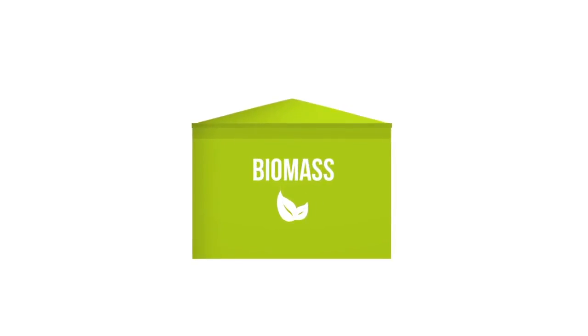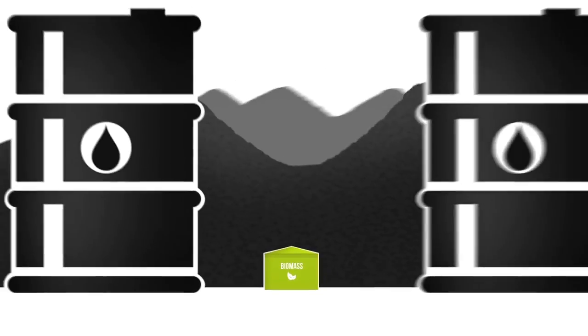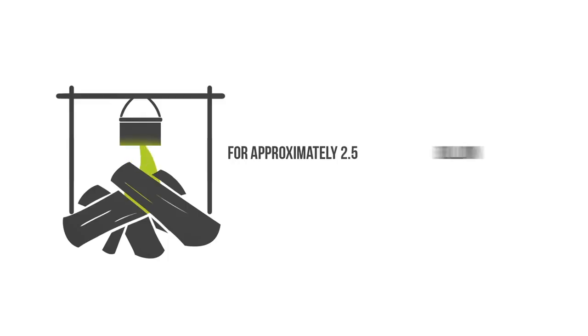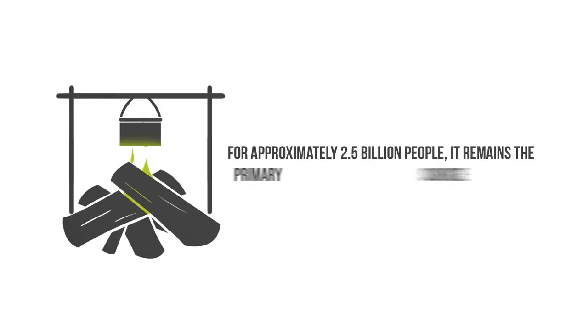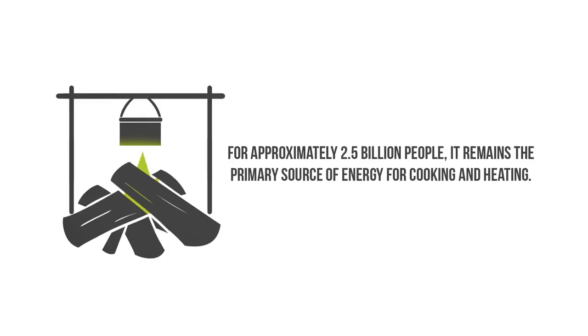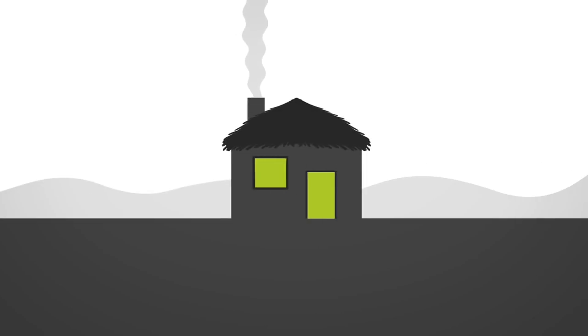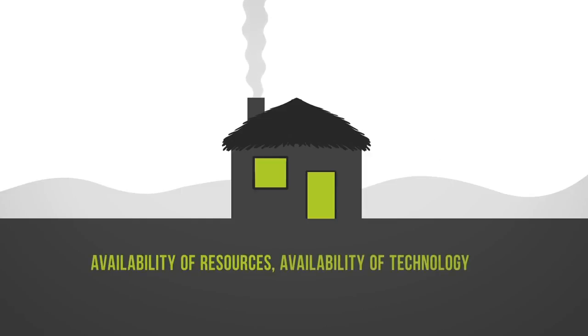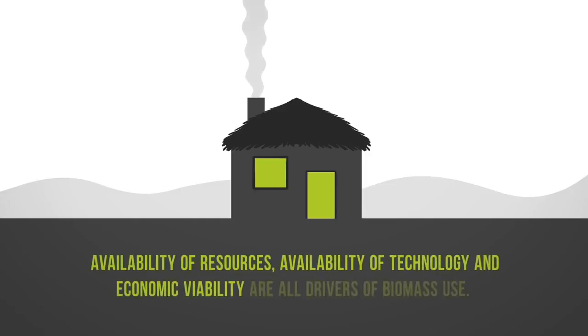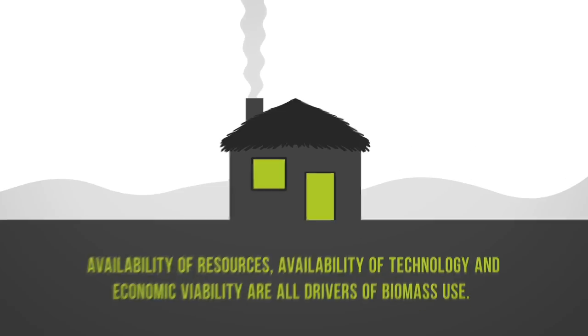Prior to the Industrial Revolution, biomass was the primary source of energy. Biomass now makes up only a small percentage of total world energy use. However, for approximately 2.5 billion people, it remains the primary source of energy for cooking and heating. The use of biomass is highly contextual to the region in which it is used. Availability of resources, availability of technology, and economic viability are all drivers of biomass use.